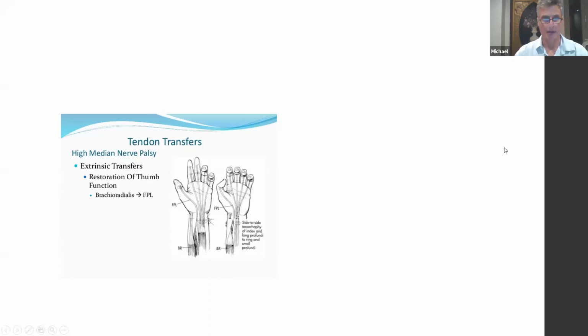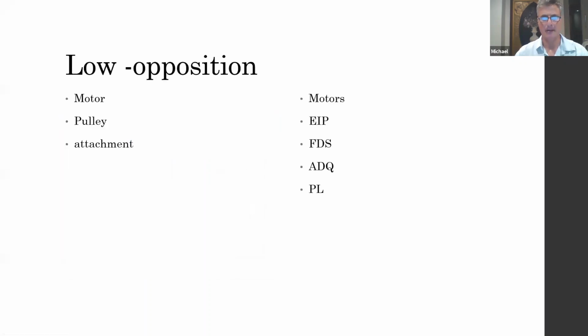Okay, and then I think it's the second last slide. What about the opposition for when you've got a low injury to the median nerve? Obviously, they've got their full long flexors, they've got their FPL, everything's fine. The only thing they haven't got are the thenar muscles. The two lumbricals, irrelevant. Opponens pollicis, important. Abductor, important. And the flexor pollicis brevis, that's dual innervated by the ulnar nerve, so it's not that important.